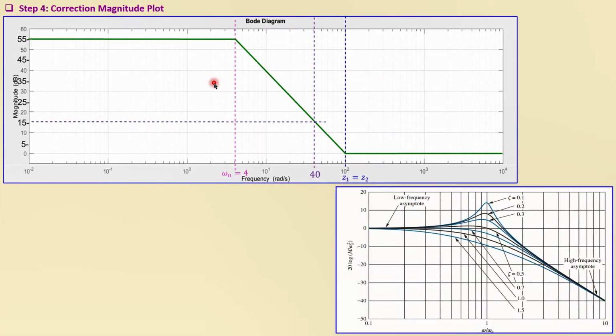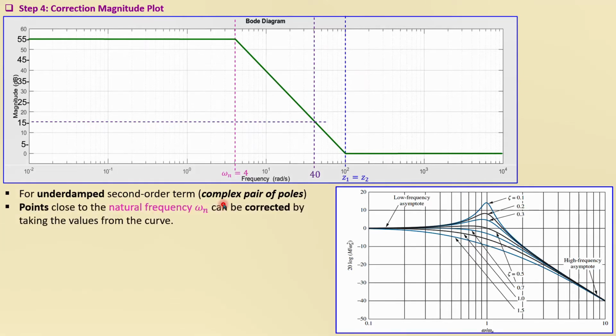Now we know from the normalized plots that the zeta will have an effect on that gain peaking. So if your zeta is quite small, for example 0.1 or 0.2, you will have some gain peaking which needs to be set here and corrected. For underdamped second order terms, so complex poles, we need to correct at the natural radian frequency by adding this value.